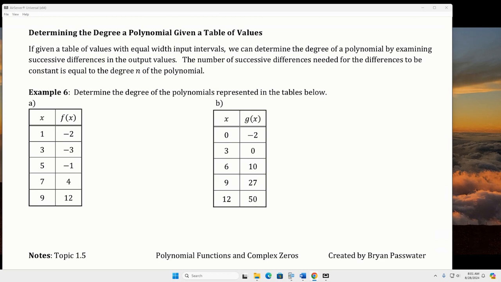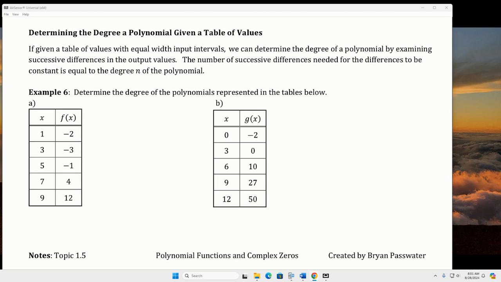So we can determine the degree of the polynomial by examining successive differences in the outputs. The number of successive differences needed for the differences to be constant is equal to the degree n of the polynomial. So when we did this before, if the first differences were constant, then it was linear. That's a degree 1. If the second differences were constant, it was quadratic. That's degree 2. But we can also do this for cubic and for quartic, as long as there are equal length input value intervals.